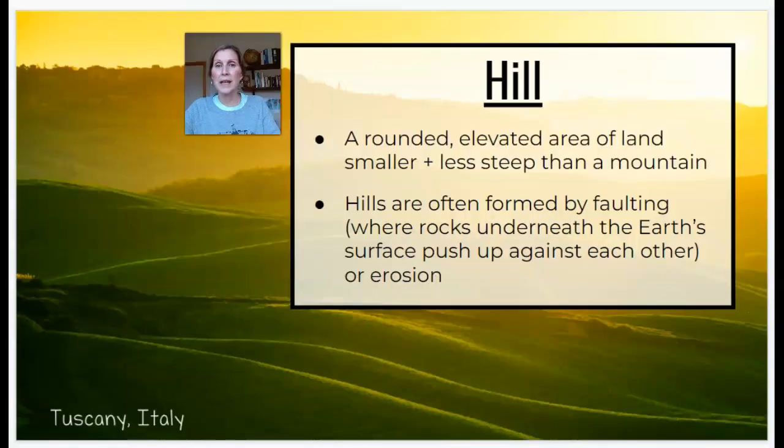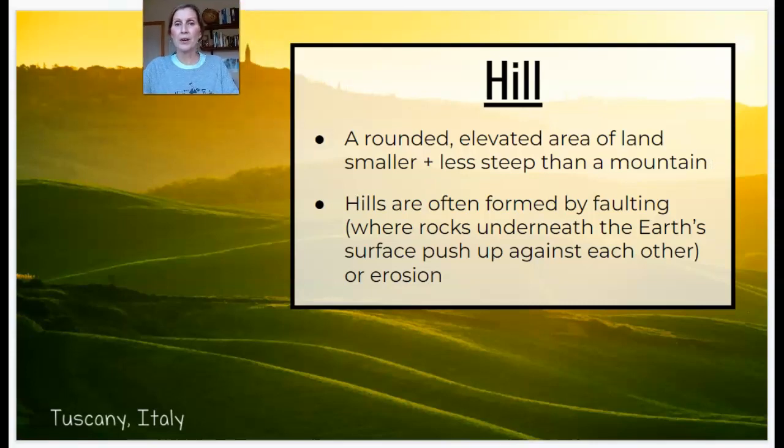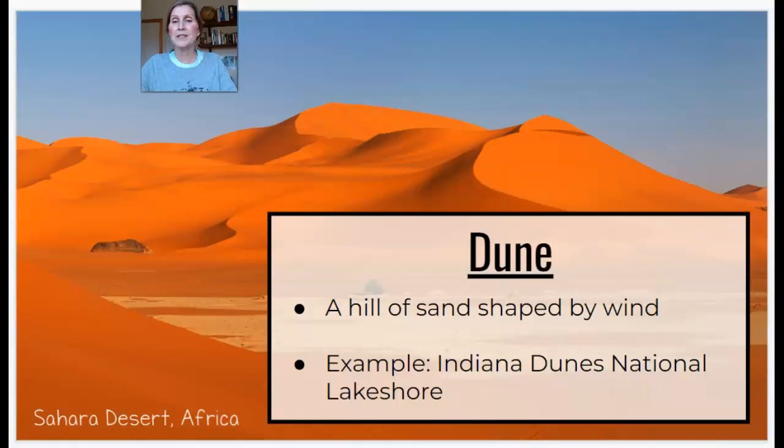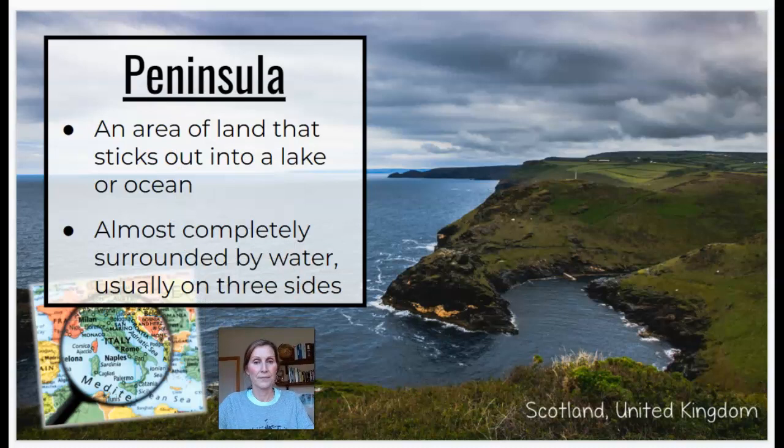A hill is a rounded, elevated area of land, smaller and less steep than a mountain. Hills are often formed by faulting, where rocks underneath the Earth's surface push up against each other, or by erosion. A dune is a hill of sand shaped by wind, and an example is the Indiana Dunes National Lakeshore. A peninsula is an area of land that sticks out into a lake or ocean, almost completely surrounded by water, usually on 3 sides.